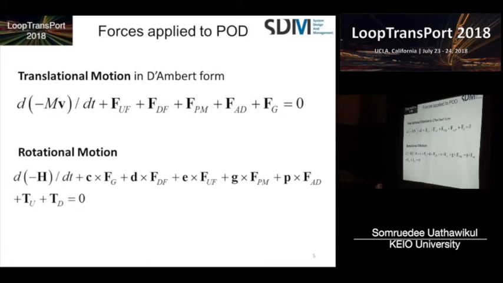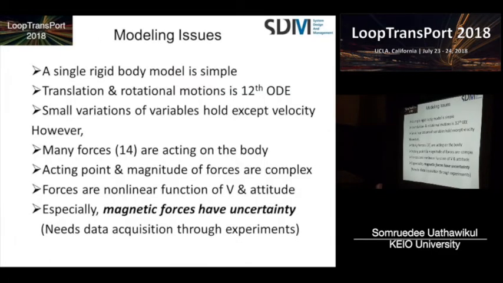formula. On the modeling issue, the first topic is a simple issue: a single rigid body model is simple, and the translational and rotational motion is 12 ODE. Small variations of variables hold except velocity. However, we have a complex issue: many forces are acting on our body, and the acting point and magnitude of the forces are complex. The forces are nonlinear functions of velocity and attitude, and especially the magnetic force has uncertainty.